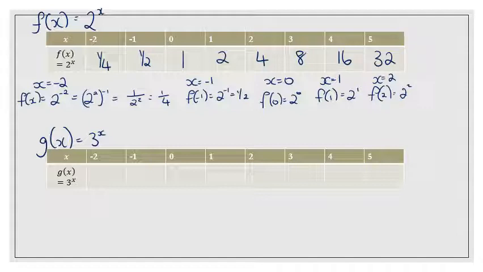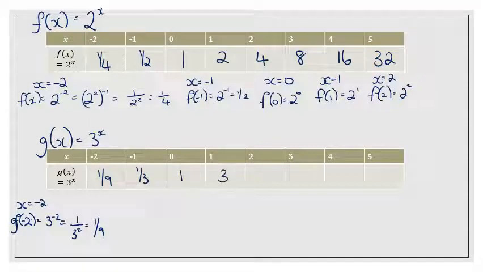Likewise, if we look at the other function, starting with x equals minus 2, g of minus 2 is 3 to the power of minus 2, which is 1 over 3 squared, which is 1 over 9. So we have 1 over 9, 1 over 3, 1, 3, 9, 27, 81, and 243.